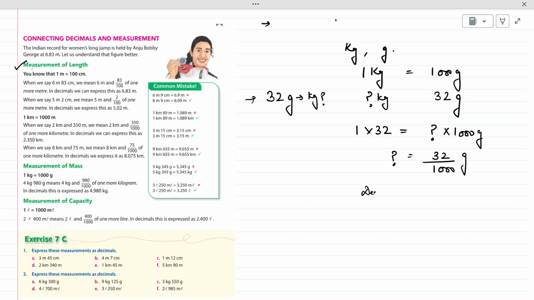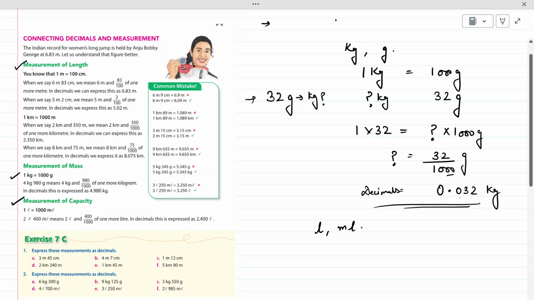And if I want to convert it into decimals, then this will be 0.032. Why? Because three places are needed, and for this we add zeros here. So this is how we can convert it. Now this has been converted into kgs. Similarly, for capacity, we have the units of liters and milliliters, where 1 liter is equivalent to 1000 milliliters, and the same concept of conversion can also be used here.